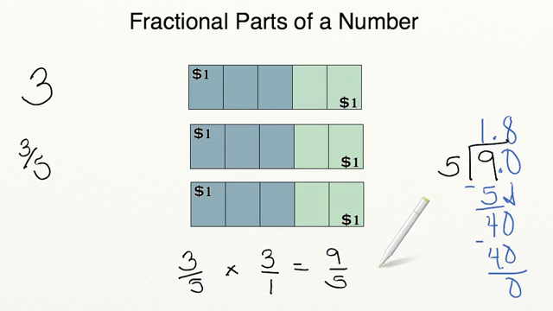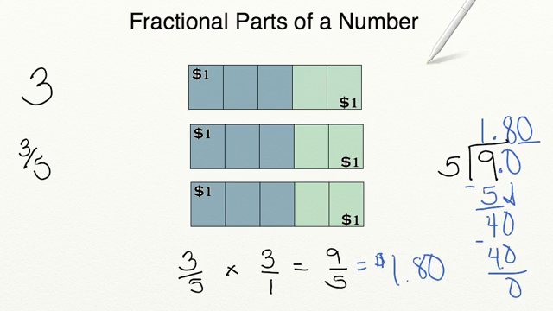But remember, we're working with money, and money goes to the hundredths place, so we're going to need to add a 0 to the hundredths place. And that's going to tell us that 9/5 of a dollar is equal to $1.80.